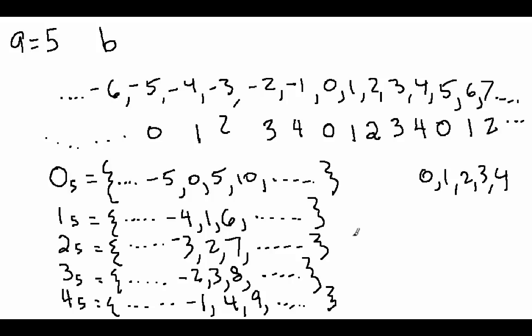I don't have any more sets because if my divisor is 5, I can only have 5 of these sets. Now I think you can see I can extend this to lots of other divisors. I don't have to just use 5. I could make this 23.